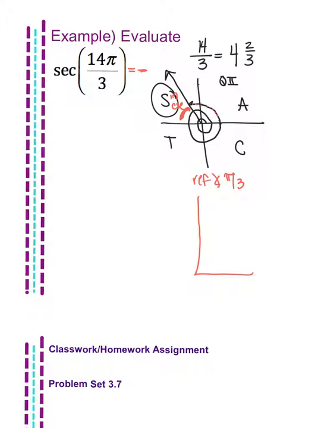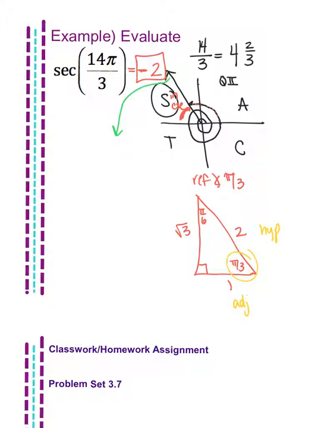And so I need my 30, 60, 90 triangle. And I'm looking at this pi over 3 as my reference angle, of course. So secant's definition is going to be hypotenuse over adjacent. So I end up with 2 over 1, which is just 2. So secant of 14 pi over 3 is negative 2. And once we have this graph, hopefully we can see that 14 pi over 3 and 2 pi over 3 are coterminal angles.